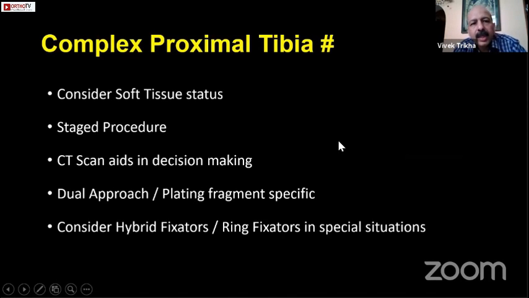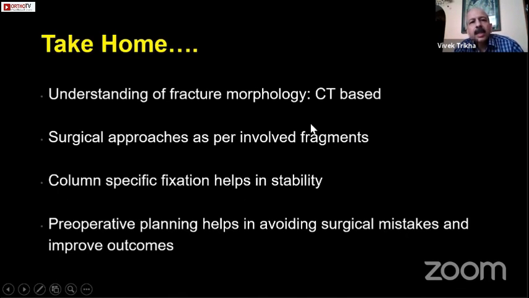So in the end, I would say that always and always anatomically understand first what you are dealing with in the fracture morphology, which is to be CT-based. The surgical approaches we all know are the posteromedial, posterolateral, and the anterolateral. They can be decided based on which fractures are there, and what planes we are dealing with. Remember that column-specific or fragment-specific fixations of big fragments help us in getting the stability, which is much more important in the knee, especially the proximal tibia, as compared to any other articular fracture.